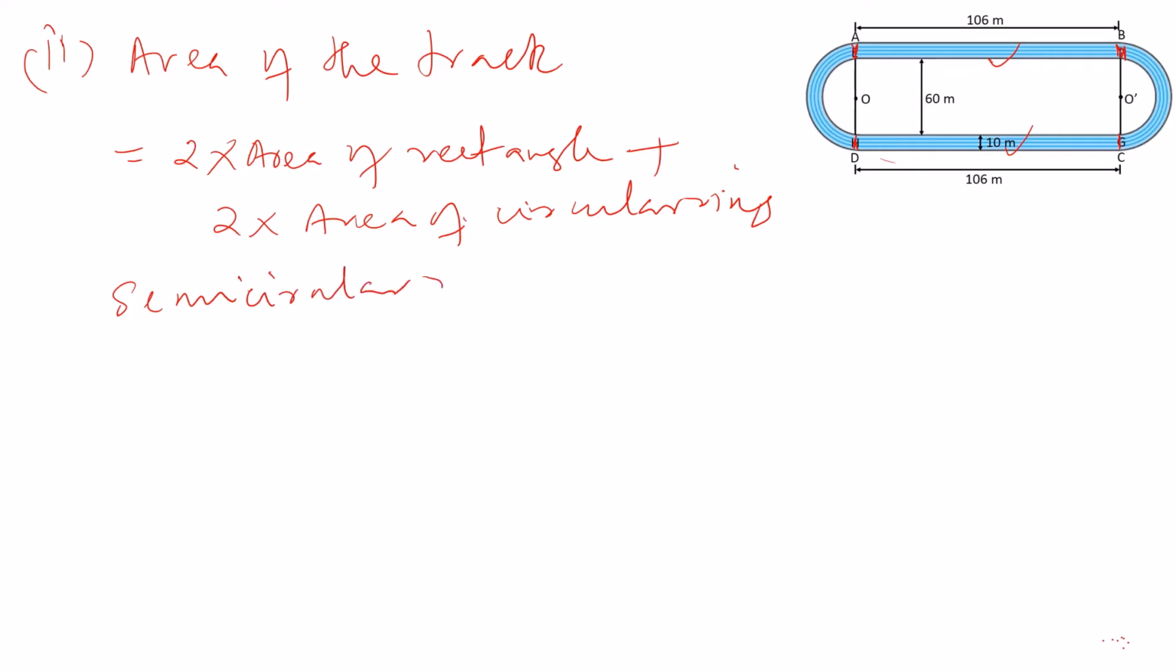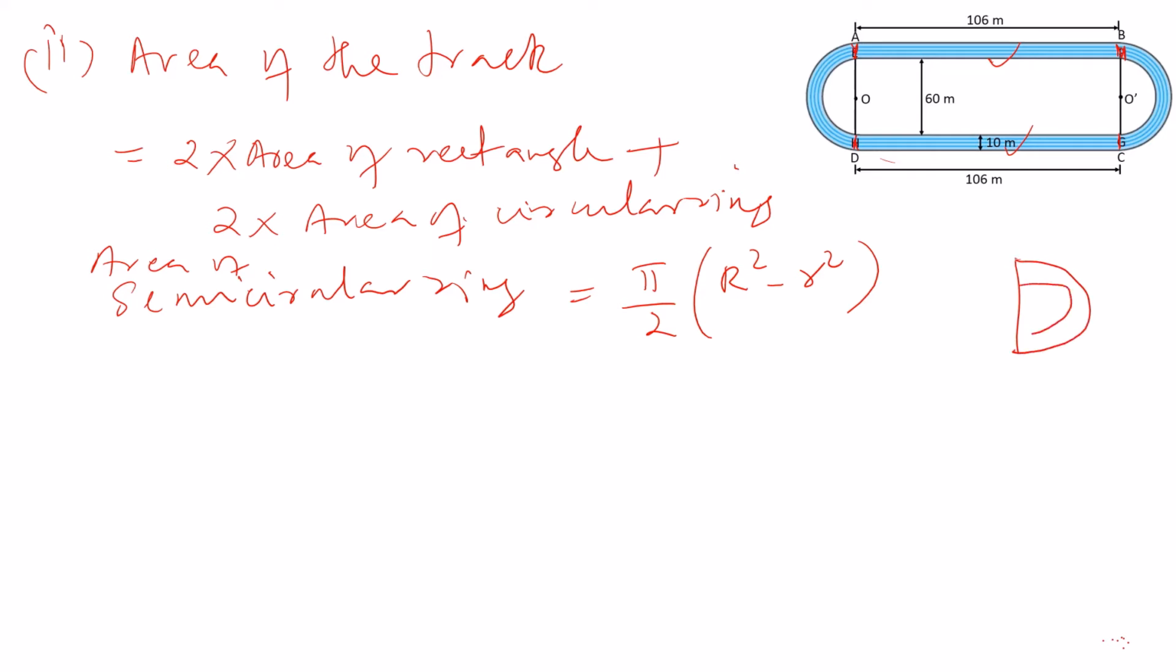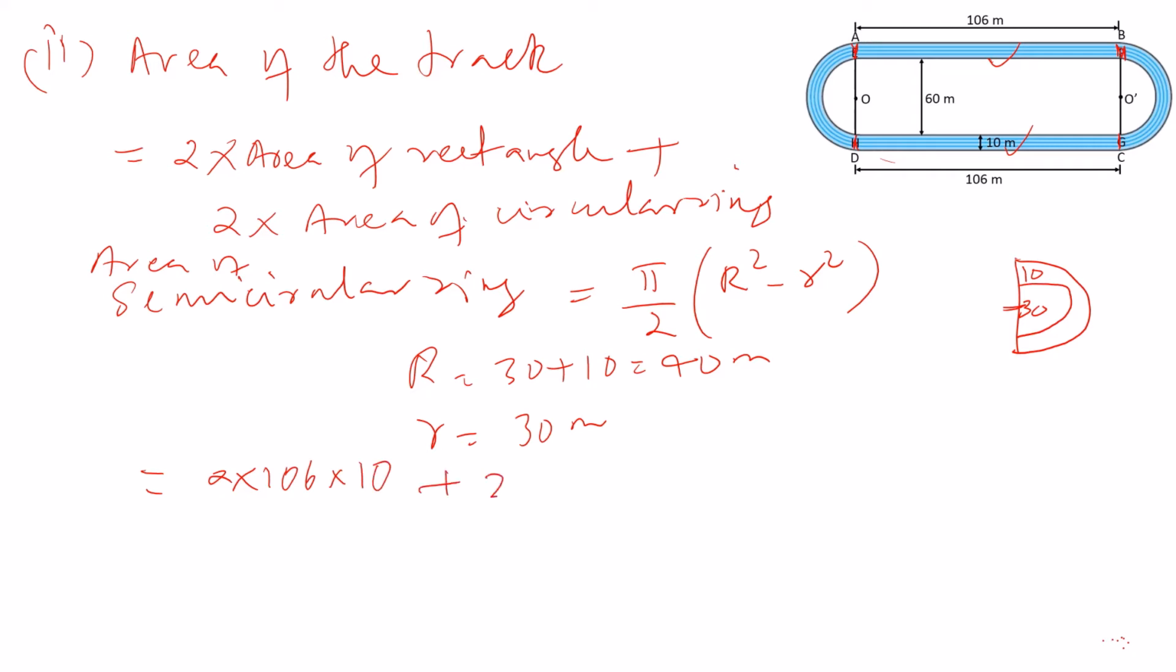Now what about the semicircular ring? The area of a semicircular ring is equal to pi by 2 into capital R square minus small r square. So now we have this ring, and this is 30 meters and the width is 10 meters. So we can see that capital R will be 30 plus 10, that is 40 meters, and small r is 30 meters. So now we can substitute in the formula: 2 into the area of the rectangle, length 106, width 10 meters, plus 2 into pi by 2 into 40 square minus 30 square.